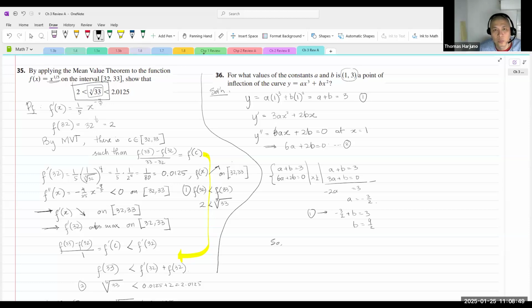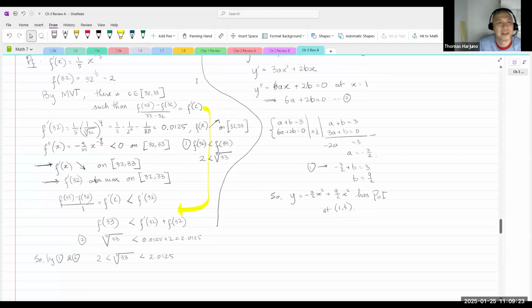So y equals negative 3 halves x cubed plus 9 halves x squared has a point of inflection. Now let me write it properly. Point of inflection at (1, 3).